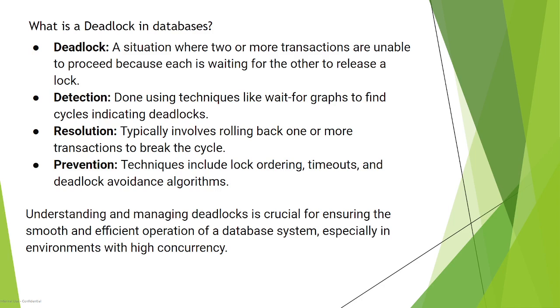What is a deadlock in database? Deadlock is a situation where two or more transactions are unable to proceed because each is waiting for the other to release a lock. Detection is done using techniques like wait-for graphs to find cycles indicating deadlocks. Resolution typically involves rolling back one or more transactions to break the cycle. Prevention techniques include lock ordering, timeouts, and deadlock avoidance algorithms.